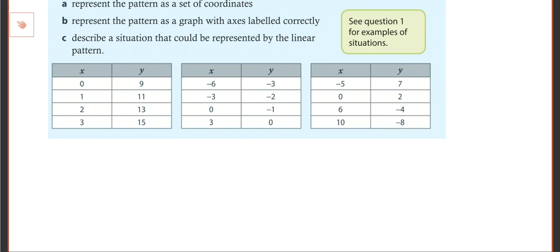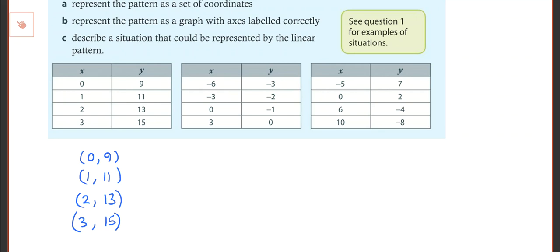So if I were to represent this table as a set of coordinates, the first coordinate would be (0, 9). With brackets, with a comma, please. I only say that because my Year 8s did coordinates, and I said to them, write coordinates from this, and it was just big numbers, no commas, no brackets, nothing. What's the next coordinate? (1, 11). (2, 13). (3, 15). Okay? Then it says, represent the pattern as a graph.